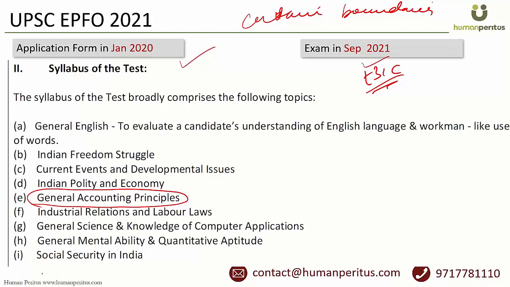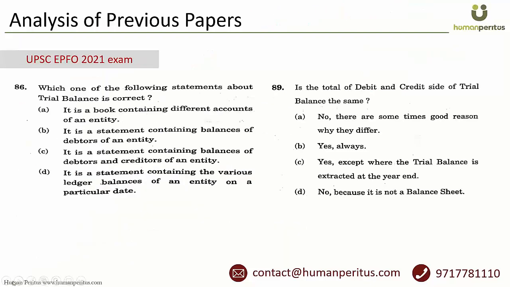Now we have analyzed both these 2 papers. If you look at my screen, there are 2 questions which I have pointed out. Why have I pointed them out? They have been asked from trial balance. Can you see this? This is 2021. This has been recently held.